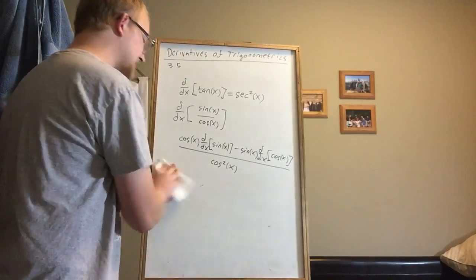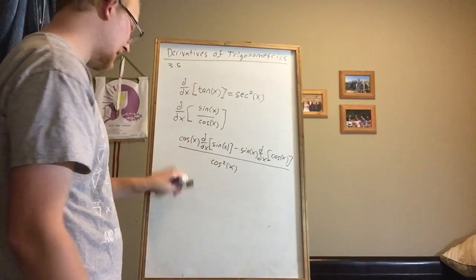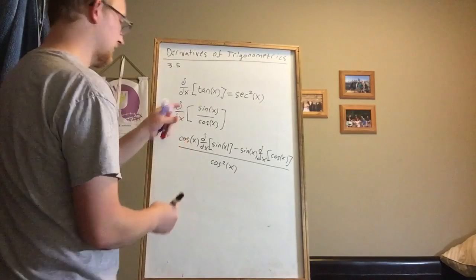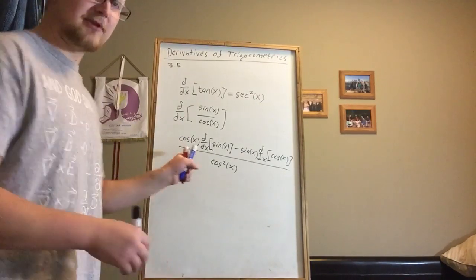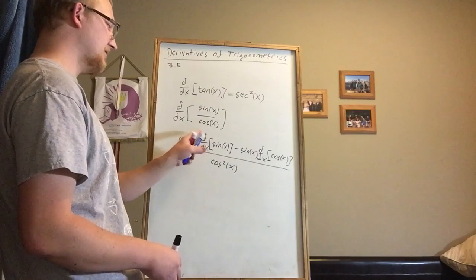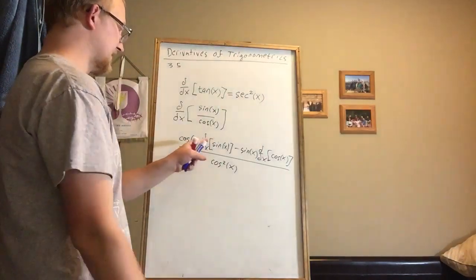So now we've used the quotient rule, which is low d high minus high d low, all over low squared, to find our derivative of whatever function this is. Now we just need to do some of the smaller derivatives. The derivative with respect to x of sine, remember our little wheel, is cosine.